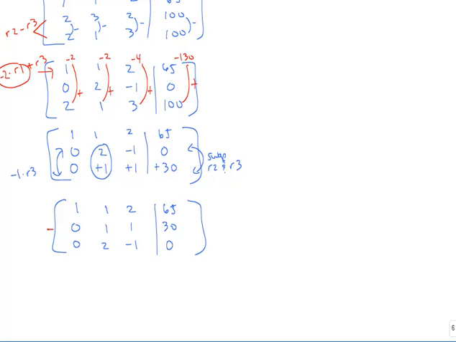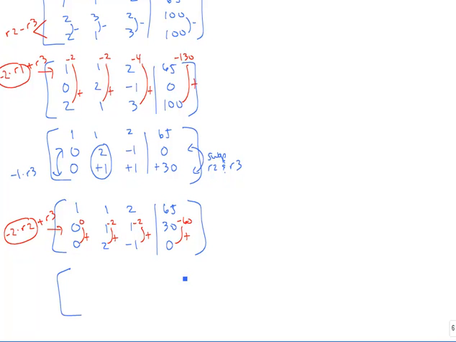We're going to take row 2 times the opposite of the number we're trying to get rid of. We want to get rid of 2, so I need to multiply by -2 and add that to row 3. If we multiply first, 0 times -2 stays 0. 1 times -2 is -2. 1 times -2 is -2 as well. And 30 times -2 is -60. And we're going to add those numbers to row 3.